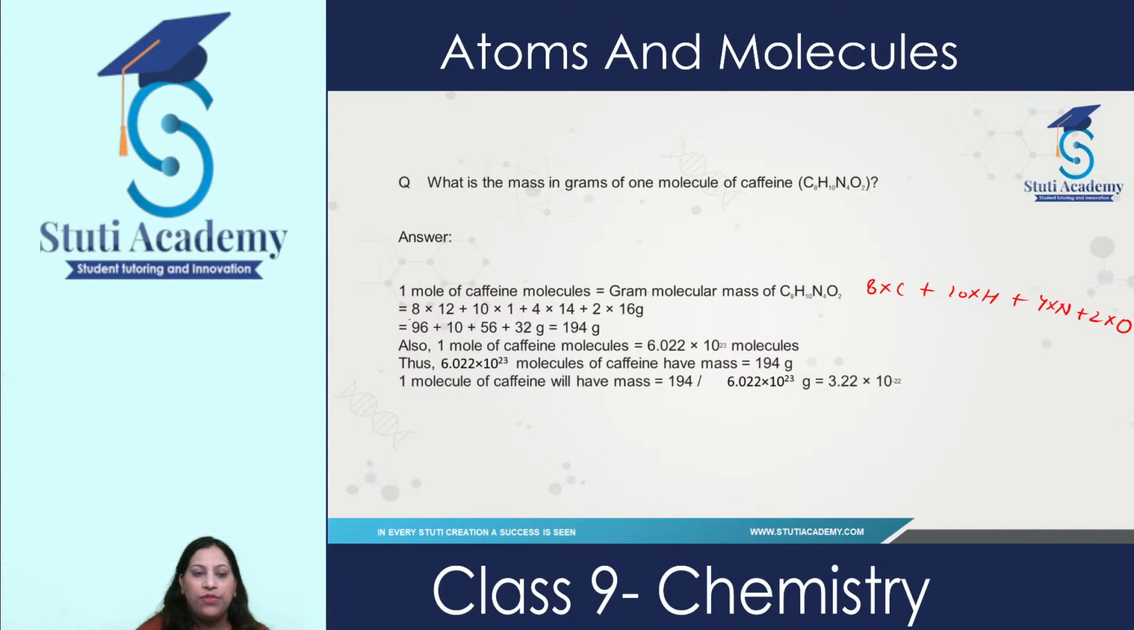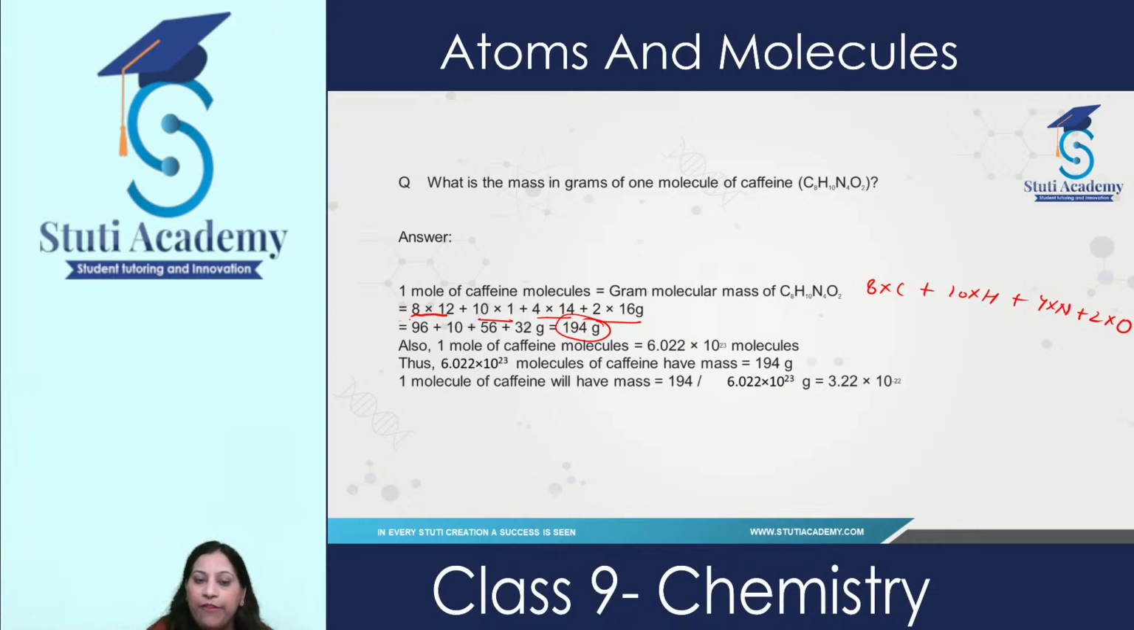Just write down in place of C, H, and O their atomic masses. This is what we have done here. 8 into 12, because the atomic mass of carbon is 12. 10 into 1, the atomic mass of hydrogen is 1. 4 into 14, the atomic mass of nitrogen is 14. And 2 into 16, the atomic mass of oxygen is 16. So after solving these, we'll get 194 gram. So 1 mole of caffeine molecules contains 194 gram.